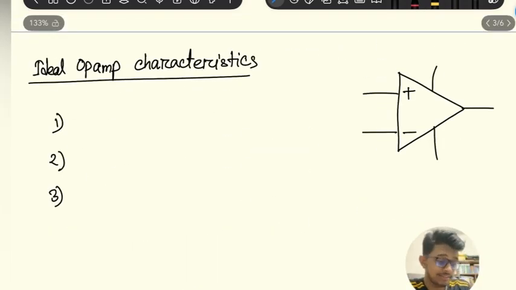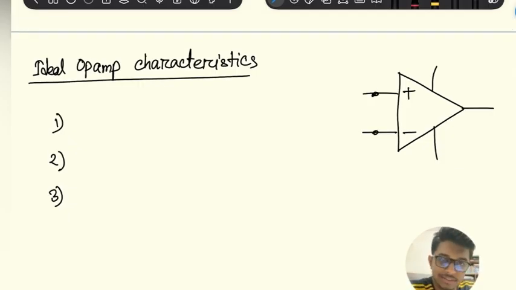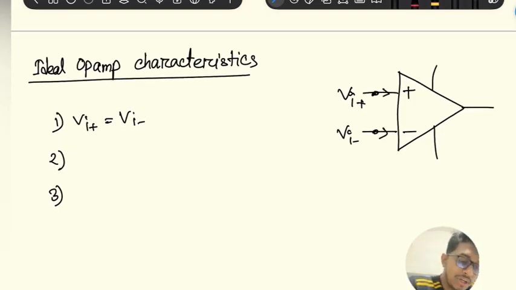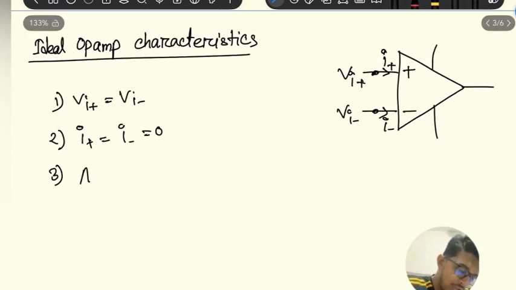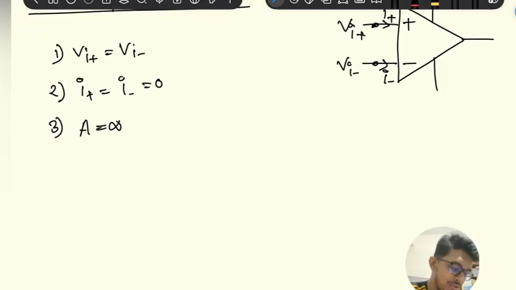So now let's discuss the ideal op-amp characteristics. The first characteristic of an ideal op-amp is that the input voltages of the non-inverting and the inverting terminals will be the same or equal. The second important characteristic is that the input currents for both inverting and non-inverting terminals will be 0, and the open loop voltage gain, which we mentioned as A, will be infinity. There are other characteristics also for an ideal op-amp, but for now let's stick to these three only.